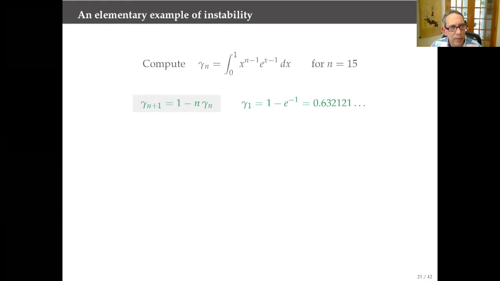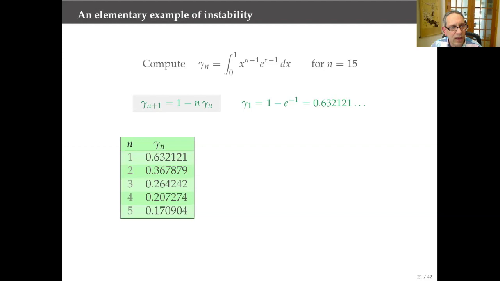Simple formula. If you know Gamma 1, you can figure out Gamma 2, and then Gamma 3 and so forth. And Gamma 1 is known exactly by calculus at 0.632121 dot, dot, dot. So I take that value, 0.632121. I take 1 minus 1 times Gamma 1, that gives me Gamma 2. 1 minus 2 Gamma 2 gives me Gamma 3 and so forth. And I get these numbers.